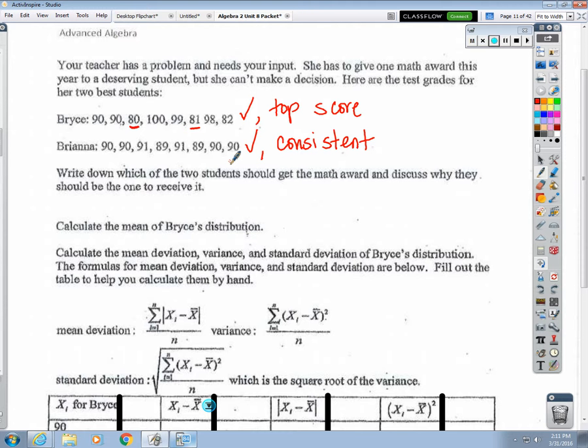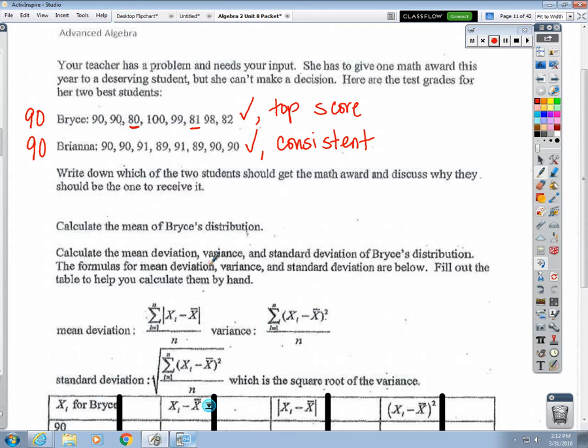The mean. Okay, so this is what I want you to do. I want these first two rows closest to me to calculate the mean for Bryce. Everybody else calculate the mean for Brianna. Don't yell it out, just do it on your calculator. What was the average test score for Bryce? A 90. What was it for Brianna? So that doesn't really help us. Finding the average doesn't really help us.